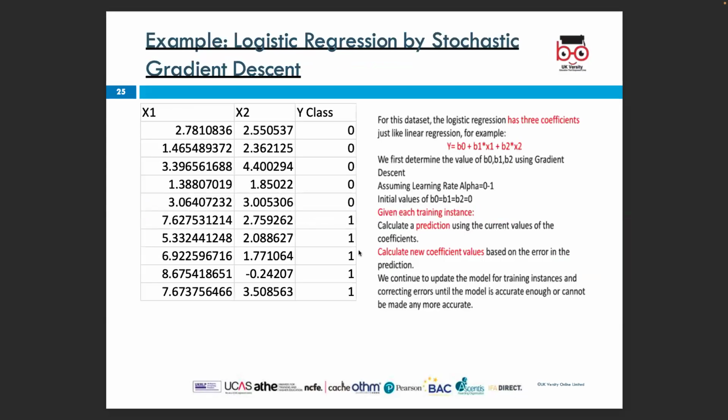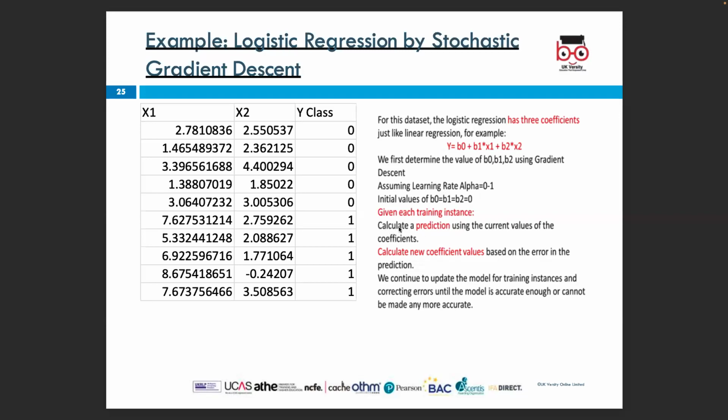So, example of logistic regression by stochastic gradient descent. For this data set, the logistic regression has 3 coefficients, just like linear regression, for example. The formula is B0 plus B1 times X1 plus B2 times X2. We'll first determine the value of B0, B1, and B2 using gradient descent, assuming the learning rate alpha is 0.1. Initial values of B0, B1, and B2 are all equal to 0.